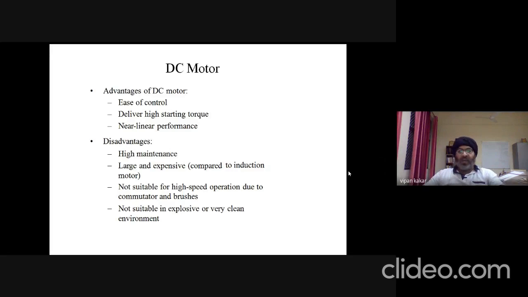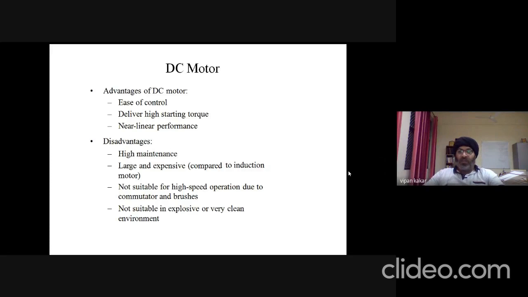We can deliver high starting torque, as we can see in the case of electric trains. So they have a high starting torque. That's also a benefit of a DC motor. They have almost linear performance, a linear mode of operation.